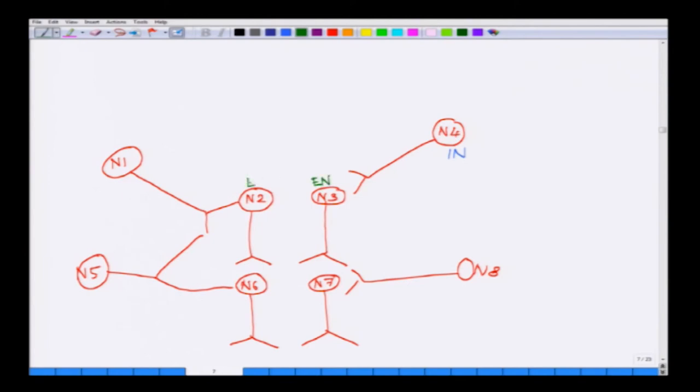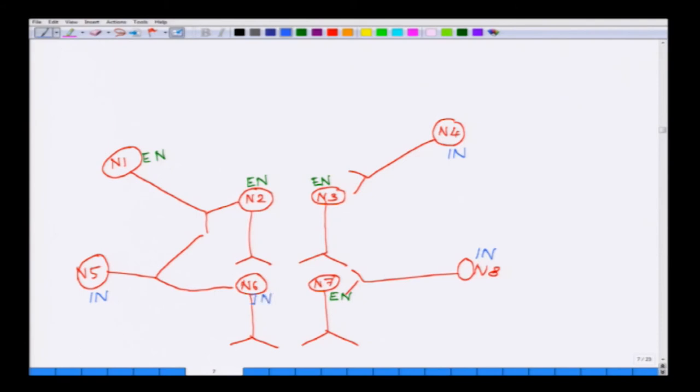Let us assume N4 is an inhibitory neuron, IN, and N3 is an excitatory neuron, N2 is an excitatory neuron, N1 is an excitatory neuron, N5 is an inhibitory neuron, N8 is an inhibitory neuron, N7 is an excitatory neuron, N6 is an inhibitory neuron.